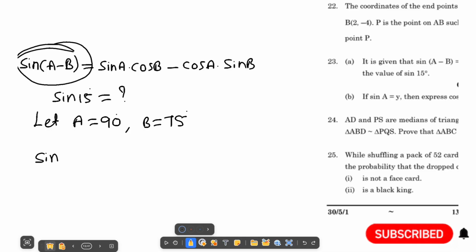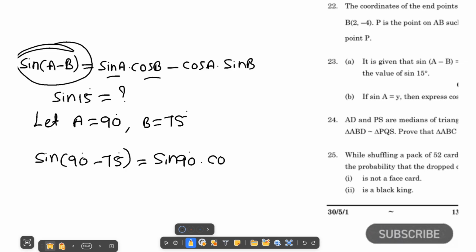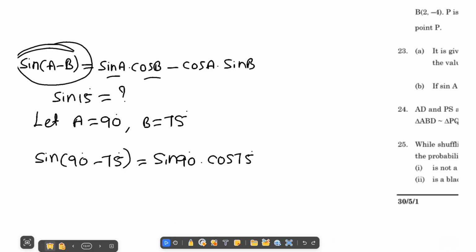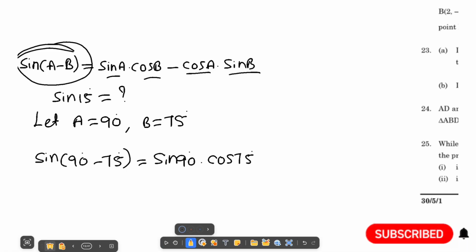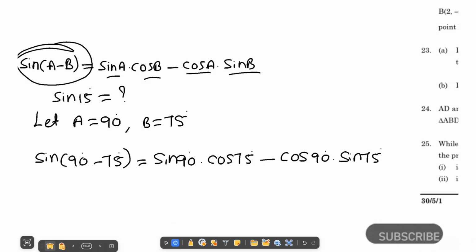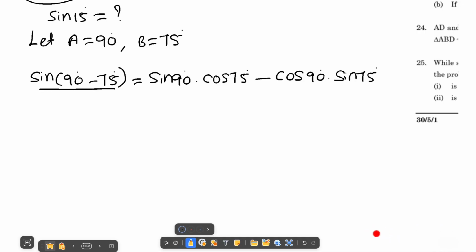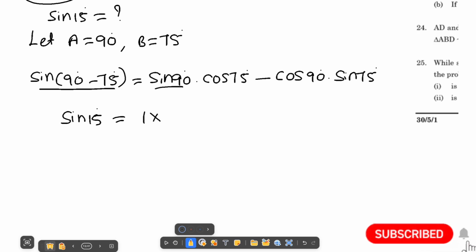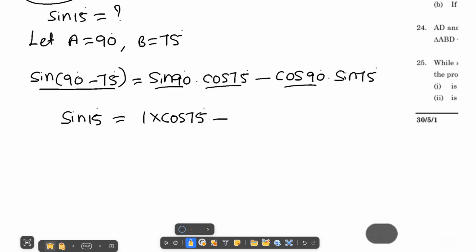So let's substitute: sin (90 minus 75) is equal to sin A cos B, which means sin 90 into cos 75, minus cos A sin B, which means minus cos 90 into sin 75 degrees. So sin (90 minus 75) is sin 15 degrees. The sin 90 value is 1, into cos 75 degrees, which we don't know yet. Cos 90 is 0, so 0 into sin 75, which we also don't know.